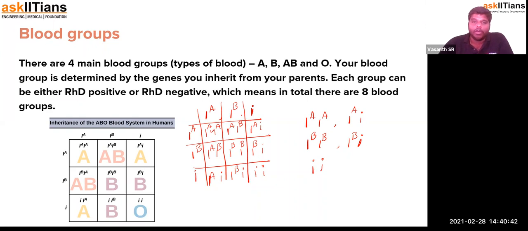So here we have how many? You can see one homozygous A, two AB, and one homozygous B. And we have two heterozygous A and two heterozygous B. So in a nutshell, there will be one homozygous A and one homozygous B, two heterozygous A and two heterozygous B, and one homozygous O, which totals to 3 plus 3, 6, 7.